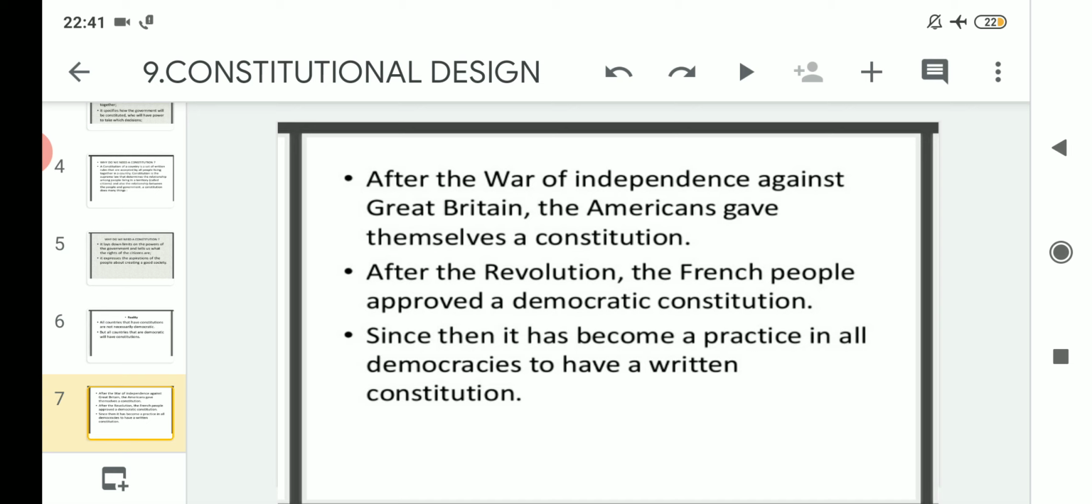After that, since then, it has become a practice in all democracies to have a written constitution. And one more thing has also changed: earlier a democratic country should have a constitution in any form, but now it has become a trend that if a country is democratic or is following democracy, it should have a constitution in which form? Written form. Remember this.